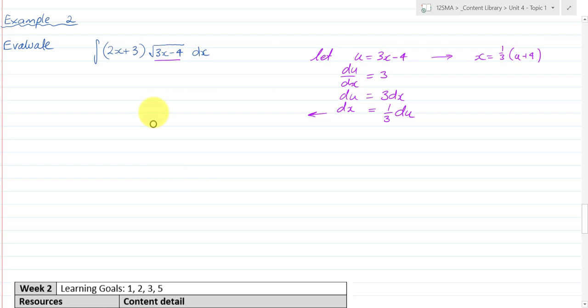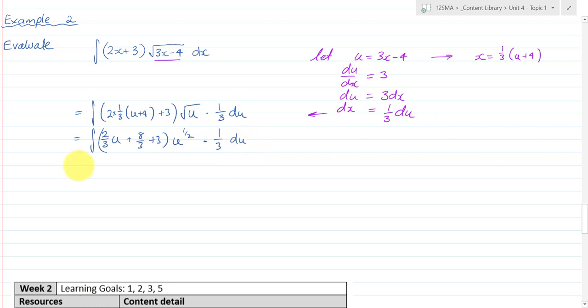So I'm going to do these substitutions in here now, and I'll go back to using the colour blue. The integral of 2 times a third u plus 4, plus 3 times the square root of u, times a third du. Now, it looks hard, but life's going to get much happier in a second. So 2 times a third is 2/3. So we get 2/3 u plus 4, which gives us 2/3 of 4 is 8/3, plus 3 u to the power of a half is going to help us, times a third du.